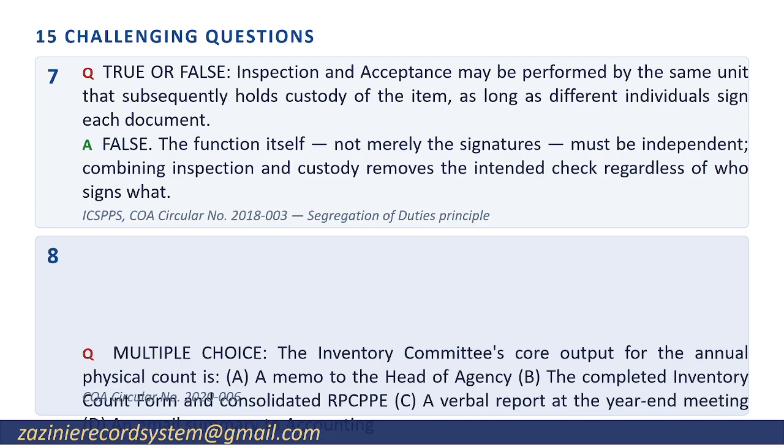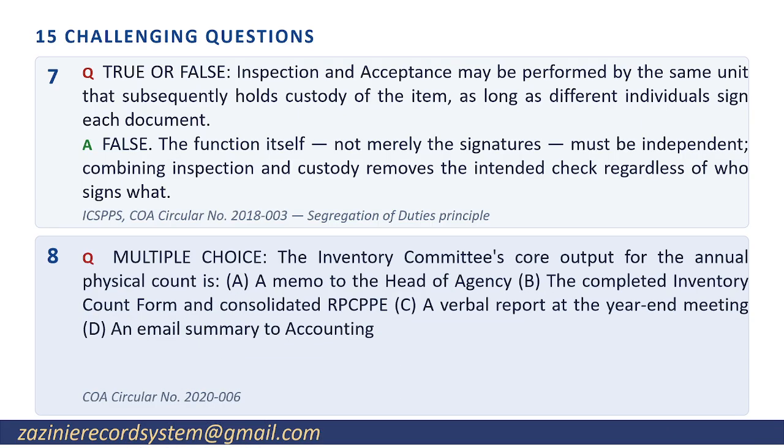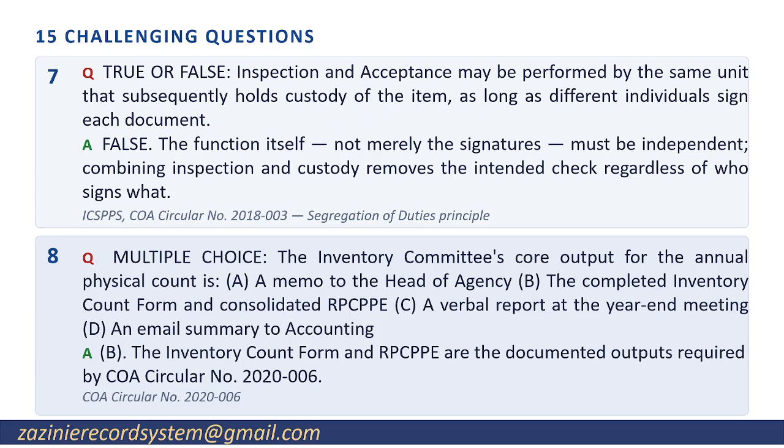Number 8. Multiple choice. The inventory committee's core output for the annual physical count is: A. A memo to the head of agency. B. The completed inventory count form and consolidated RPCPPE. C. A verbal report at the year-end meeting. D. An email summary to accounting. B. The inventory count form and RPCPPE are the documented outputs required by Commission on Audit Circular Number 2020-006.